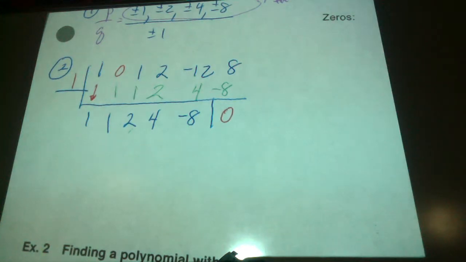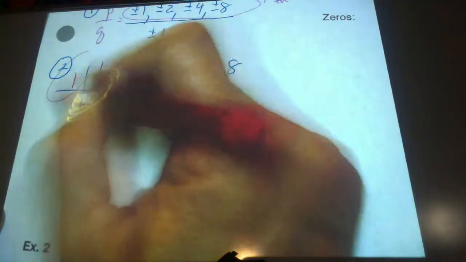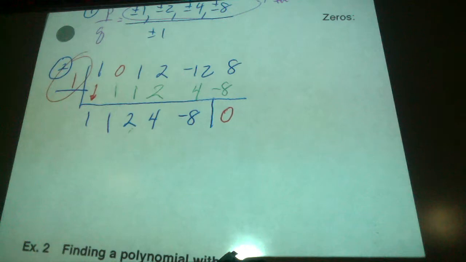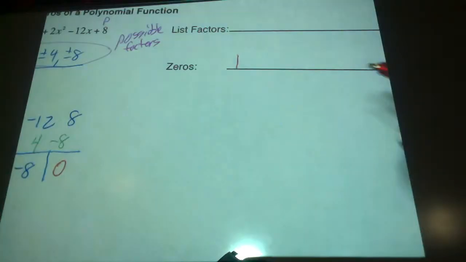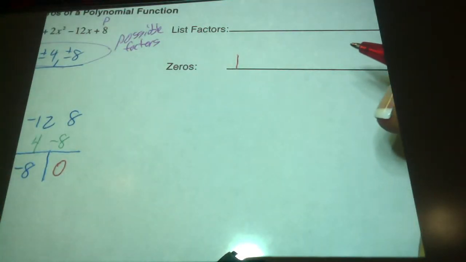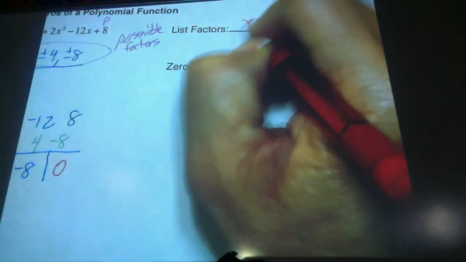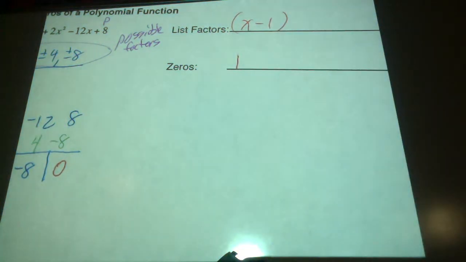So what does that tell you? This is a 0. All right, so on my 0 line, I'm going to go over here and write a 0 of 1. So what would its factor be? Opposite sign, x minus 1. That's its linear factor. Note to self, we found a 0.